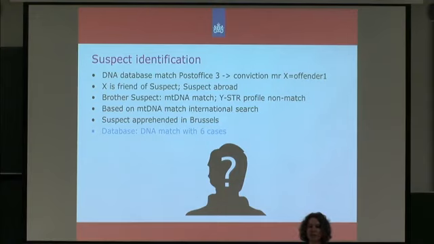Based on this match, they were able to ask for an international search for the person, the suspect. And at some point, he entered Brussels airport and he was apprehended. They got a match. They had a direct comparison then, and they searched the database, and then came all these 6 cases. So there was a database match in 6 of the cases.